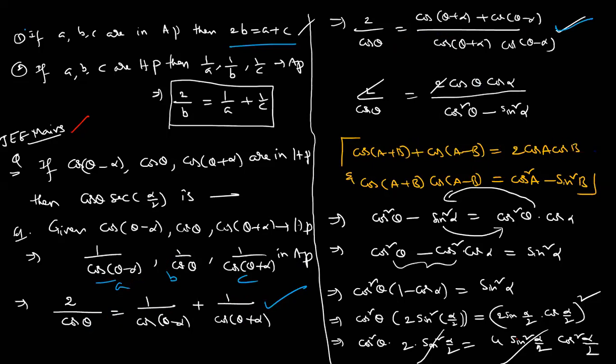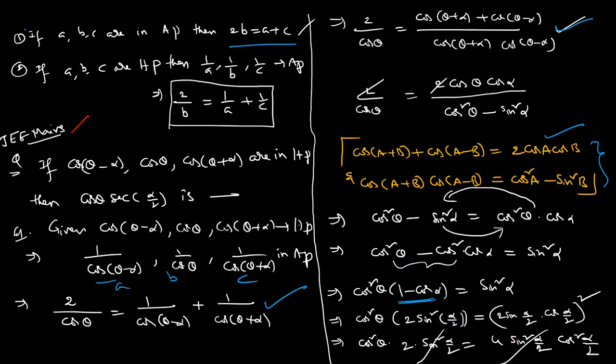After that, I wrote here, see, I'm using these two formulas. Cos of A plus B plus cos of A minus B is 2 cos A cos B. Cos of A plus B into cos of A minus B is nothing but cos square A minus sin square B. So here 2 to cancel. Apply the cross multiplication. Now after that transpose this side. From these two terms, cos square theta is the common factor. Then what is the value of 1 minus cos alpha? That is 2 times sin square alpha by 2.